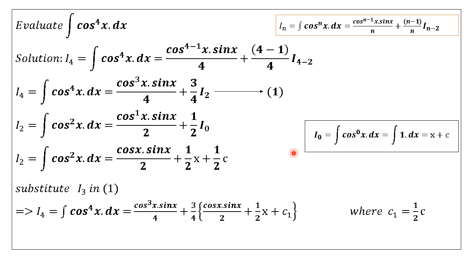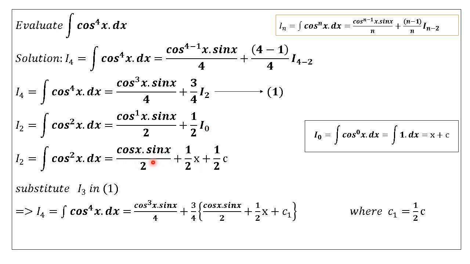How to find the value of I0? Put n equal to 0 here. I0 is equal to integration of cos to the power 0x into dx. Anything to the power 0 is 1, so its value is 1: integration of 1 into dx. As you all know, integration of a constant is constant into x. Integration of 1 into dx is equal to x. Here c is the integrating constant, so the I0 value is x plus c. Substitute the value of I0 here, you will get this one.